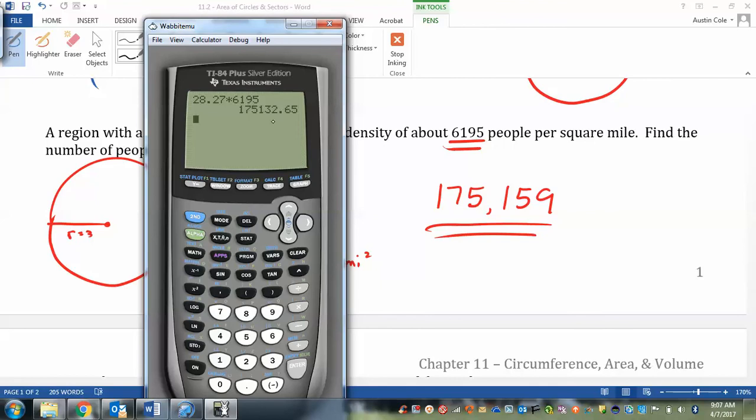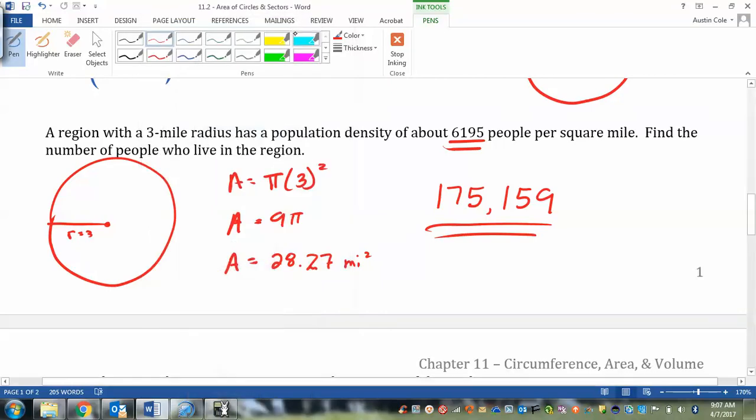Wow, that's a big difference, isn't it? I'm always talking about don't round until you absolutely have to, because this is the reason why. I rounded in my calculation and used 28.27, and I'm off how many people? 17. Now, in the grand scheme of things, of 175,000 people, that's not that much, but it's a little bit. Okay? And I just think mathematicians should pride themselves on being as accurate as possible. Questions on population density?